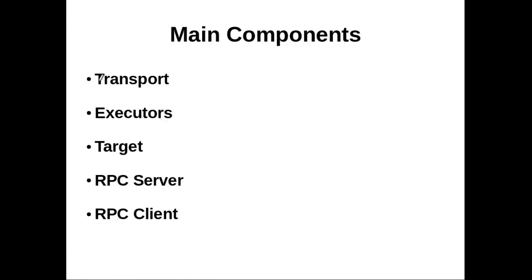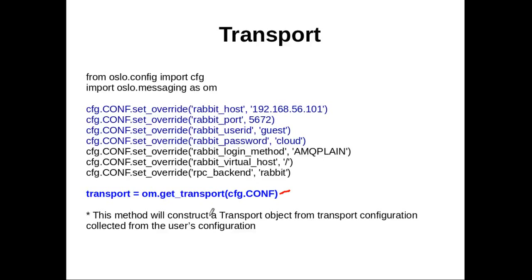These are the main components of the Oslo messaging system: transport, executors, target, RPC server, and RPC client. Transport.